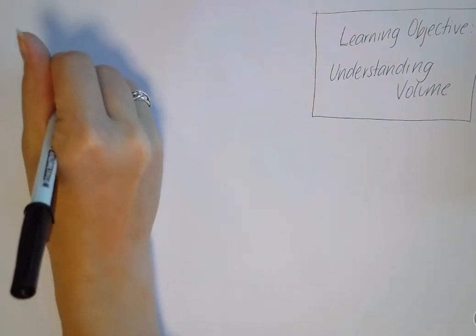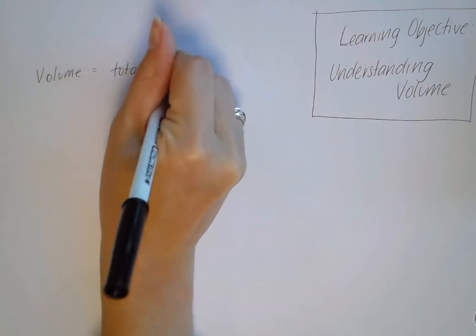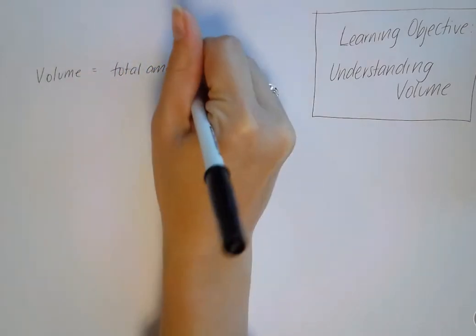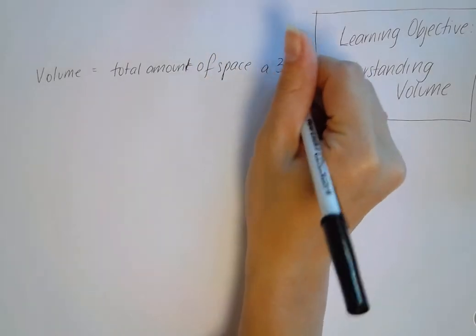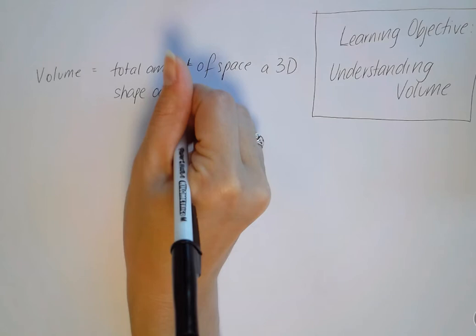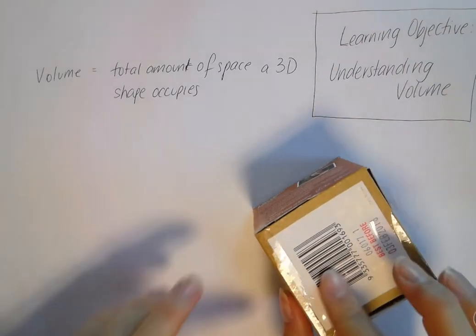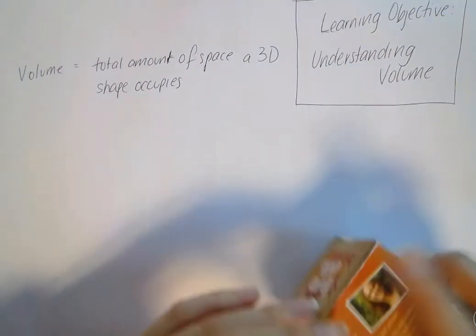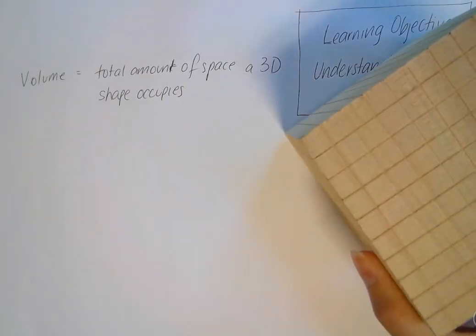Volume is the total amount of space a 3D shape occupies. So that means we are looking at pretty much 3D still, but last time we had 3D shapes we kind of just looked at the 2D surfaces on them. This time we're looking at how much 3D space something takes up.